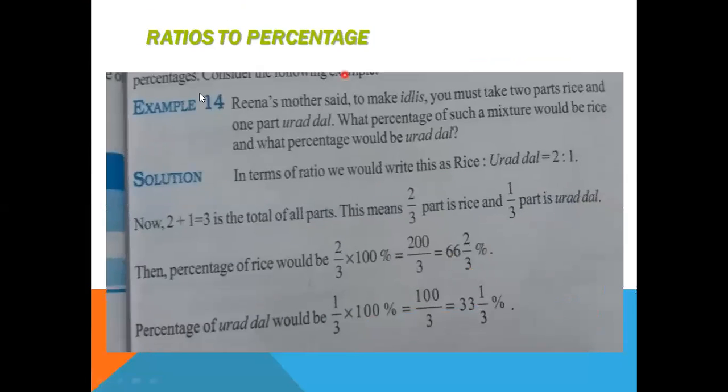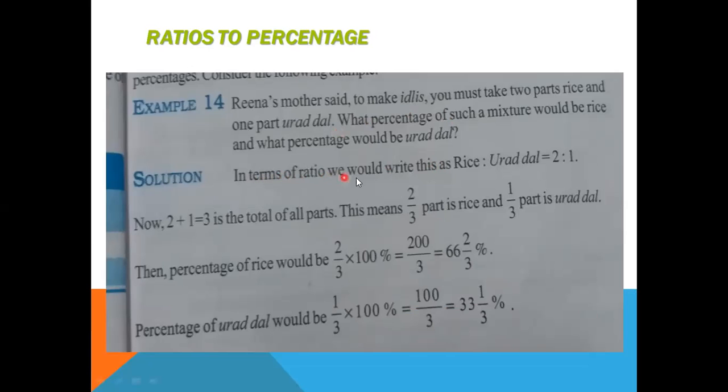So next is ratios to percentage. If it is given in ratio form, how do you convert that to percentage? Reena's mother said to make idlis, you must take 2 parts rice and 1 part urad dal. What percentage of such a mixture would be rice and what percentage would be urad dal? So to make idlis, we all know that rice and urad dal both go in, and she said 2 parts rice and 1 part urad dal. So what will be the percentage of rice and urad dal, you have to find.